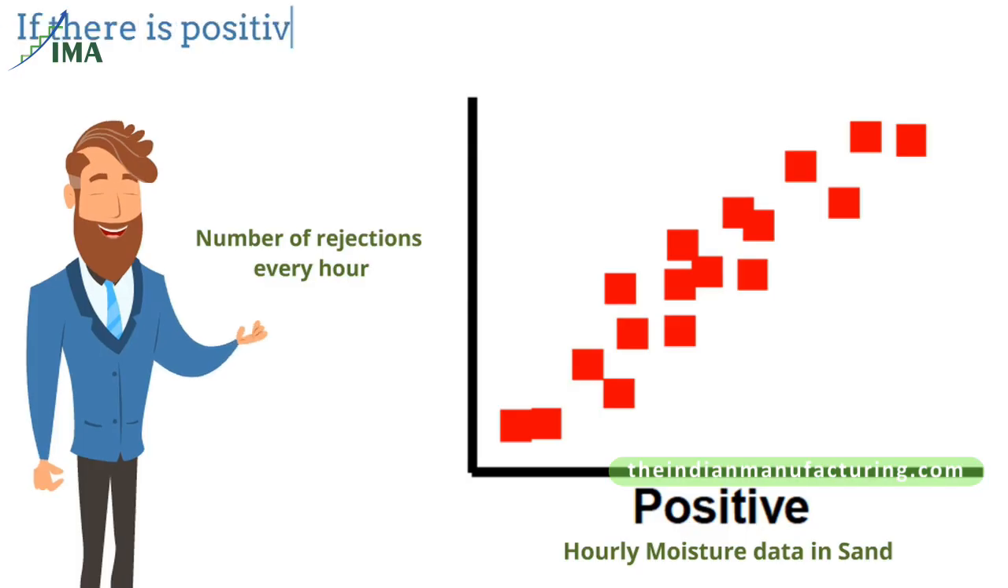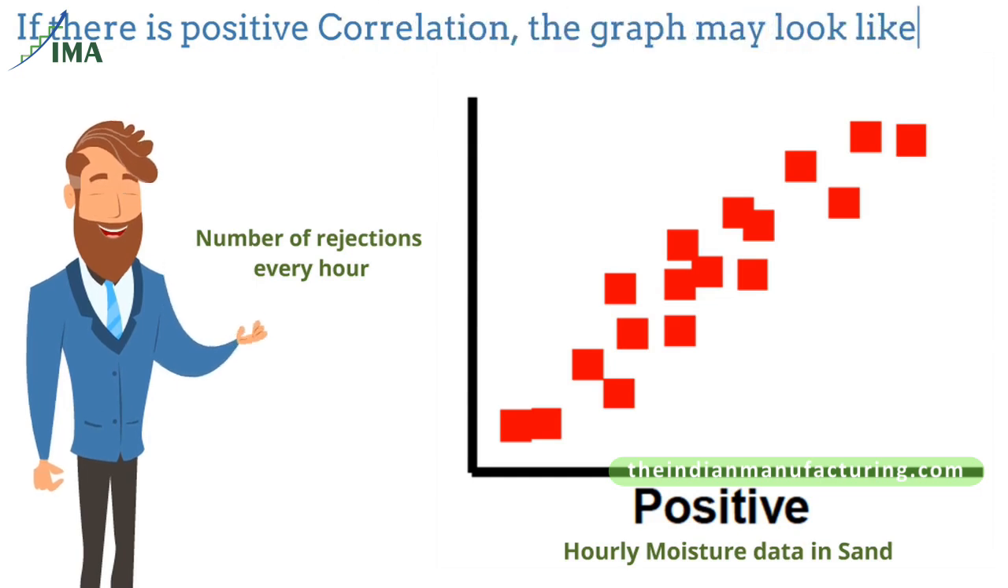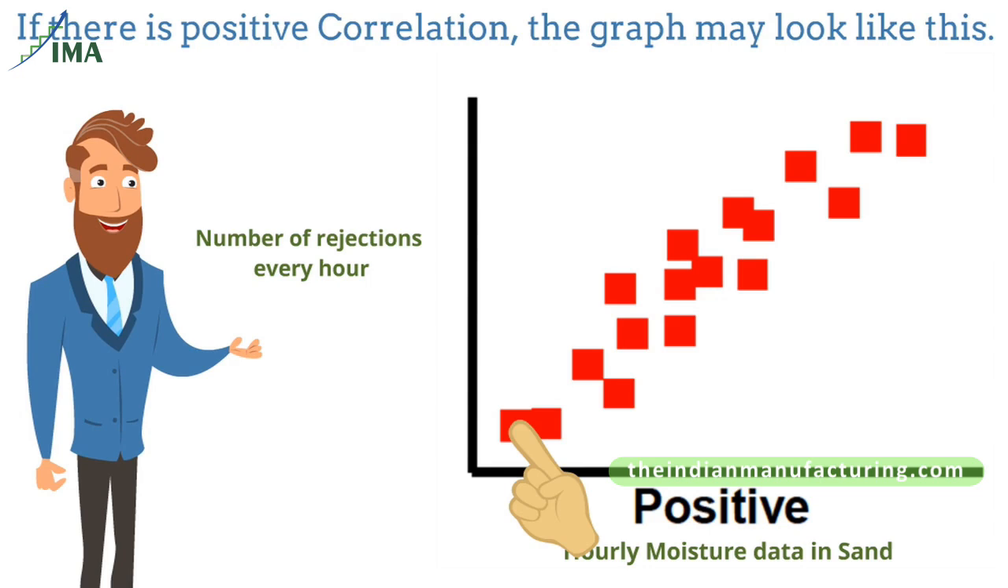If there is positive correlation, the graph may look like this. Positive correlation means, if the moisture is increasing, the rejections are increasing, and if the moisture is decreasing, the rejections are decreasing. Hourly moisture data is plotted on x-axis, and number of rejections every hour is plotted on y-axis.